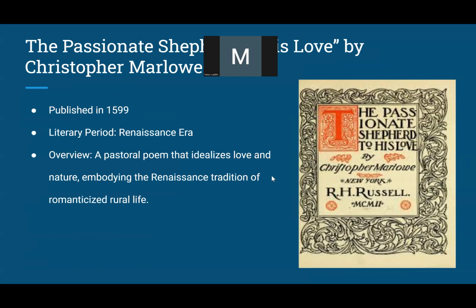The Passionate Shepherd to His Love by Christopher Marlowe was published in 1599 during the Renaissance era. An overview of this poem. It's a pastoral poem that idealizes love and nature, embodying the Renaissance tradition of romanticized rural life.